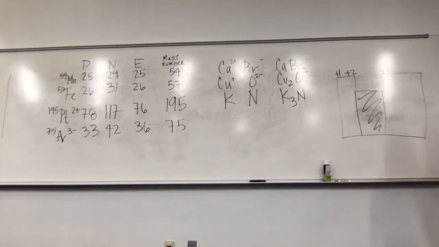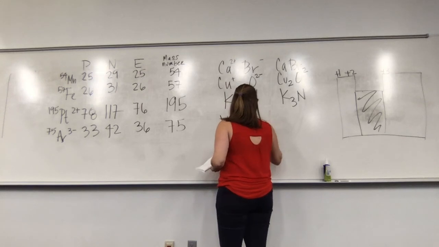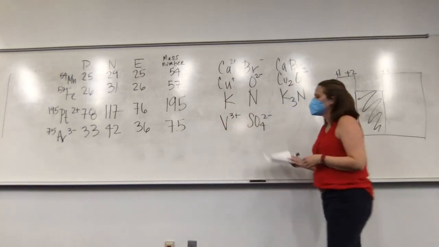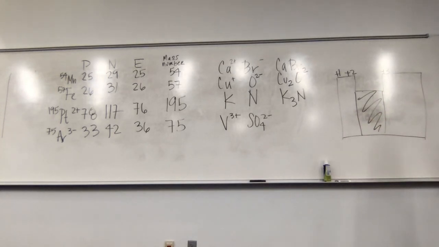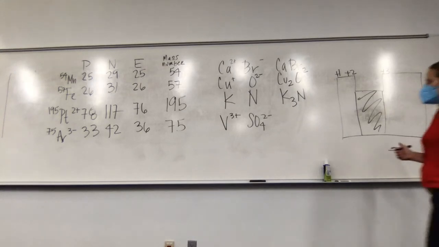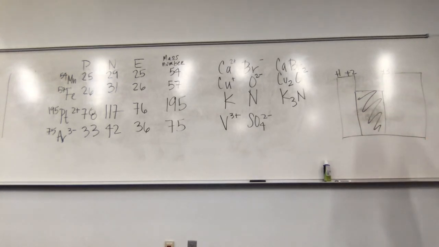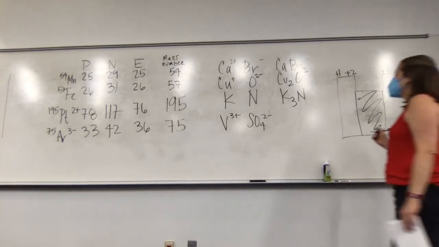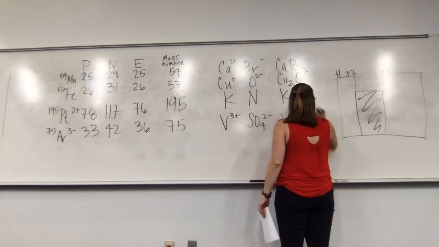So the next one is vanadium 3. So that means it's a V3+. And the sulfate ion, which is SO4 2-. So for mini exam 2, if the word said vanadium 3 sulfate, you'll need to be able to back generate that. In this case, I'll give you all that. So what is the chemical formula for vanadium 3 sulfate? V2(SO4)3.